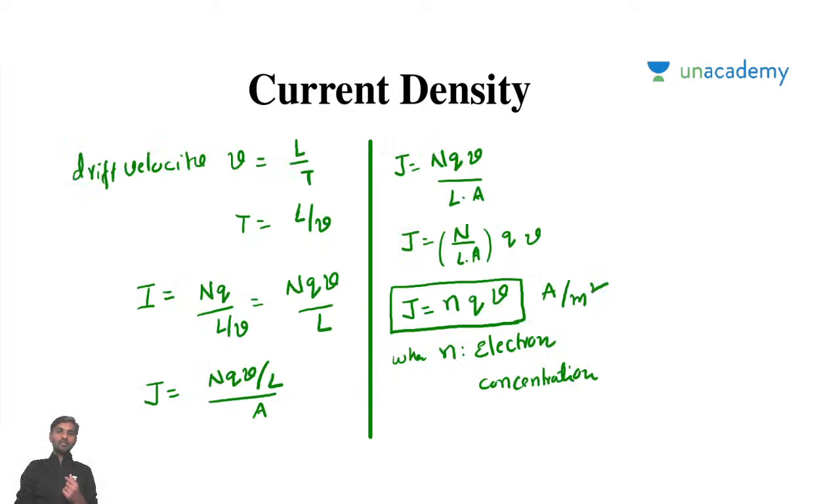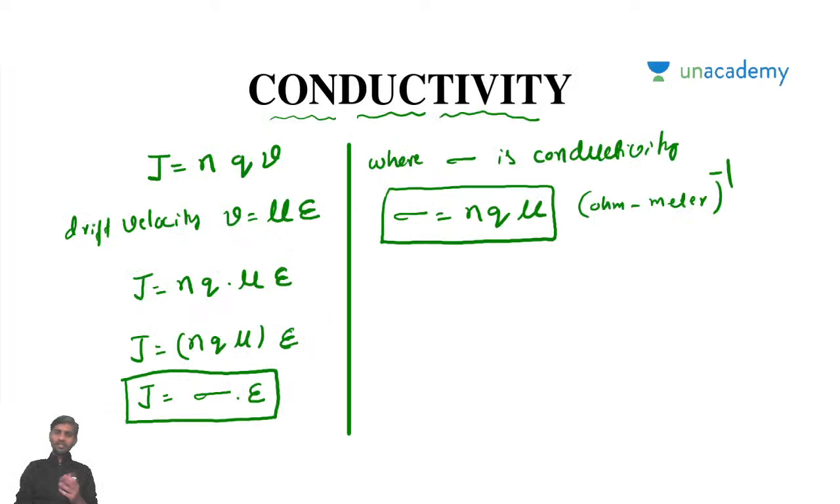And then we saw the formulas. J is equal to NQV, where N is electron concentration, Q is the charge of an electron, and V is the drift velocity. Then we saw conductivity. Sigma is equal to NQ mu, where NQV is the current density, and sigma is NQ mu, the conductivity.